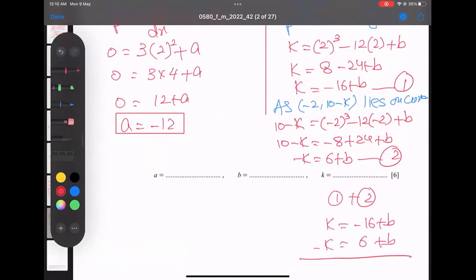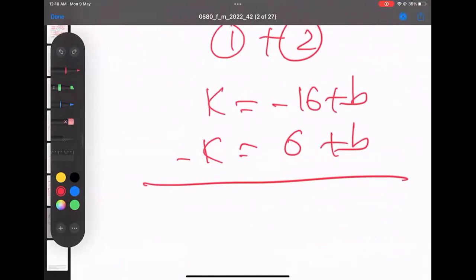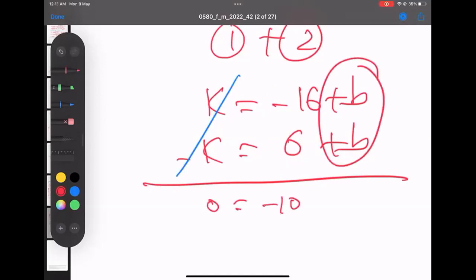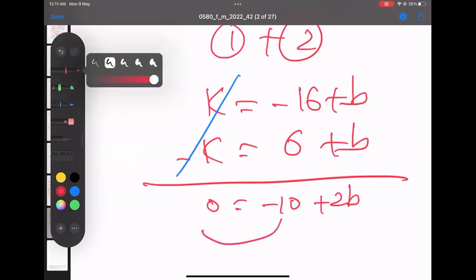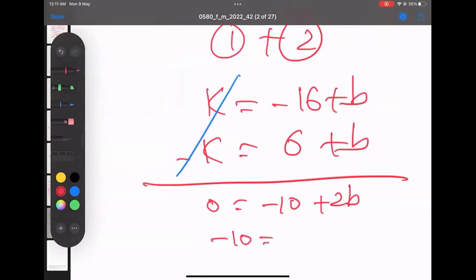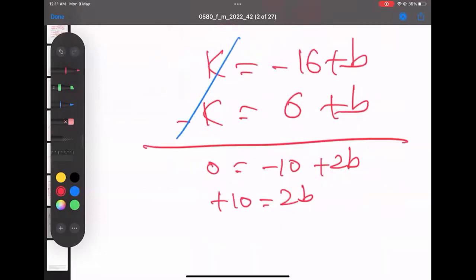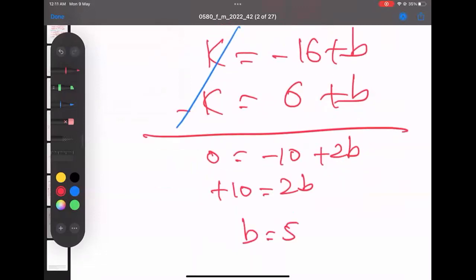I repeat again, this I got from here and this I got from here. And you can see now, simple and straight, this cancels out and I'm getting 0. This you add, you get -10. This you add, you get 2b. So I'm getting 2b. Now after this, -10 goes to the other end: plus 10 equal to 2b, and dividing by 2, I got b equals 5.